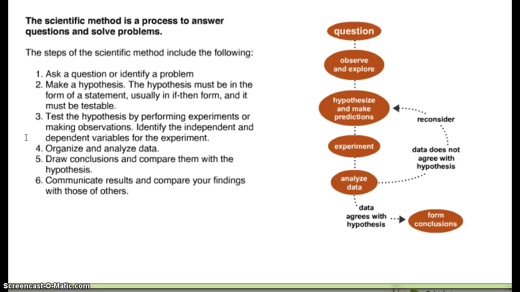Third, test the hypothesis by performing experiments or making observations. Identify the independent and dependent variables for the experiment. Independent is what I do. The dependent depends on the independent variable. Fourth, organize and analyze data. Fifth, draw conclusions and compare them with the hypothesis. Sixth, communicate results and compare your finding with those of others.